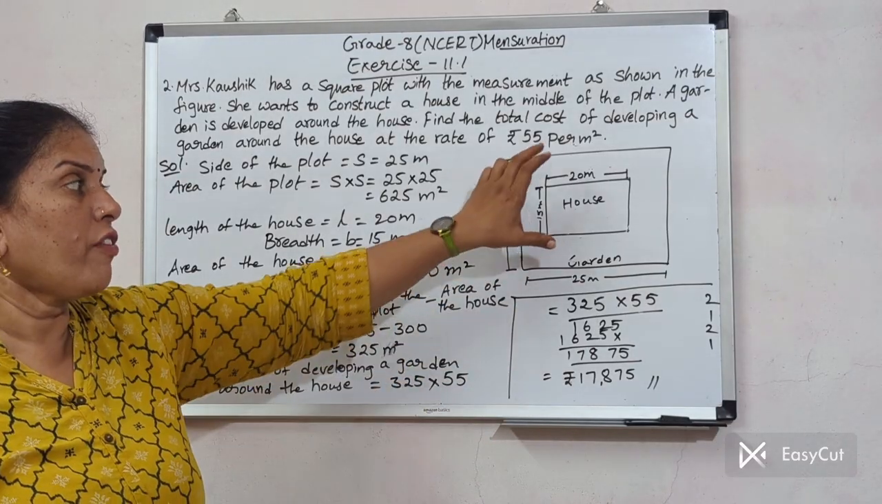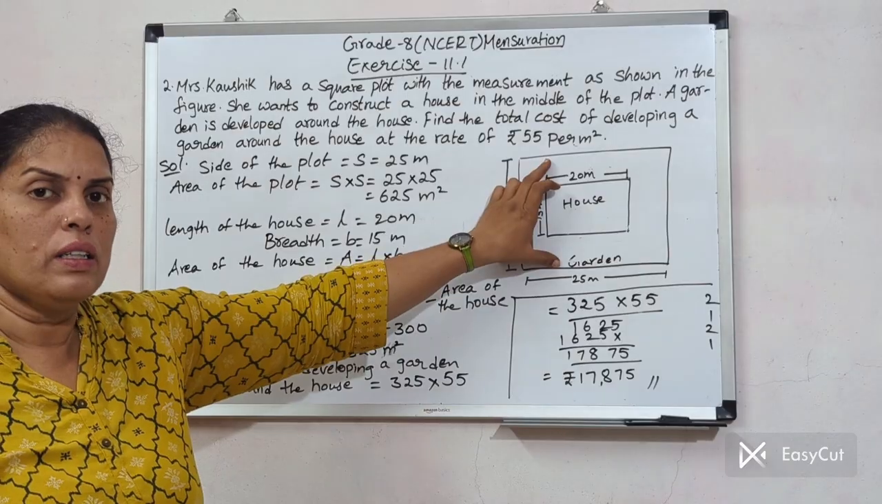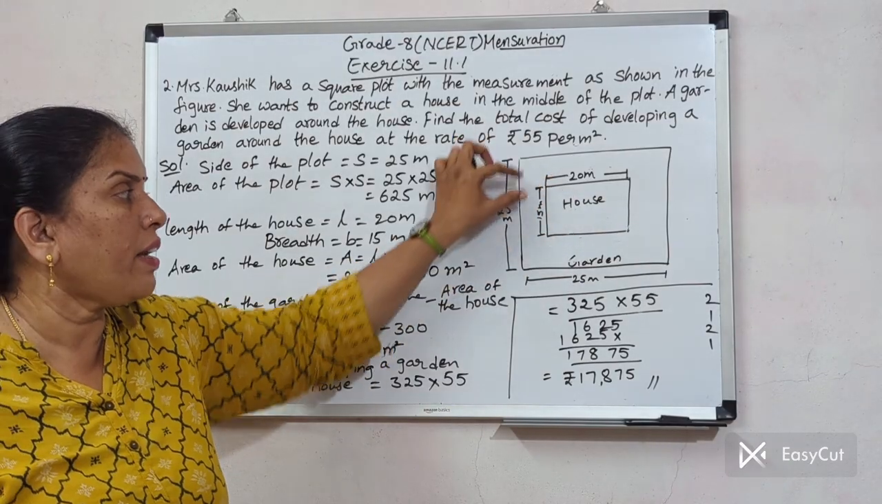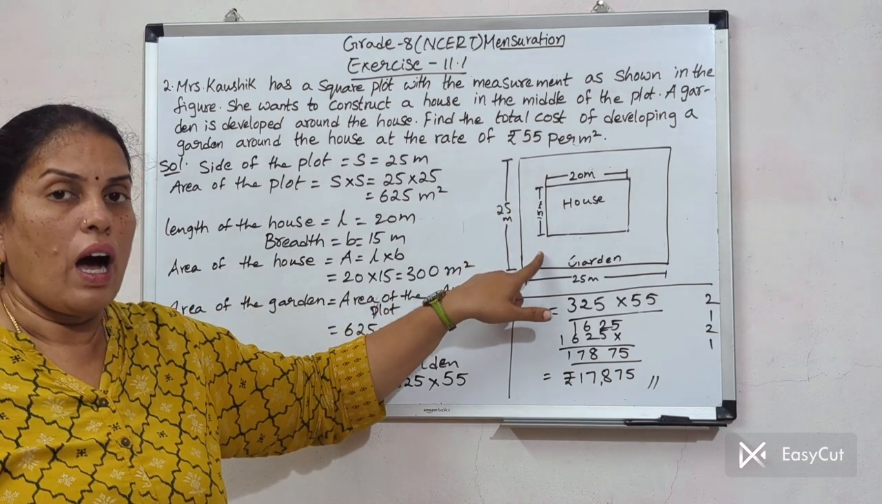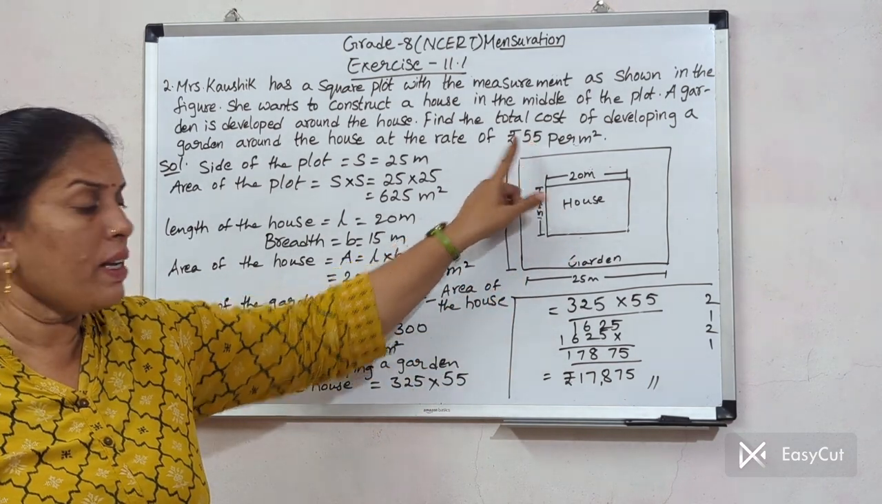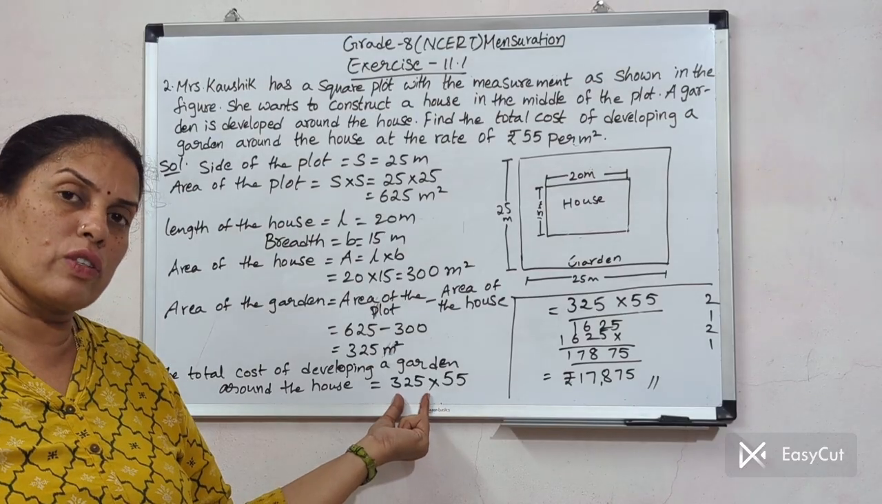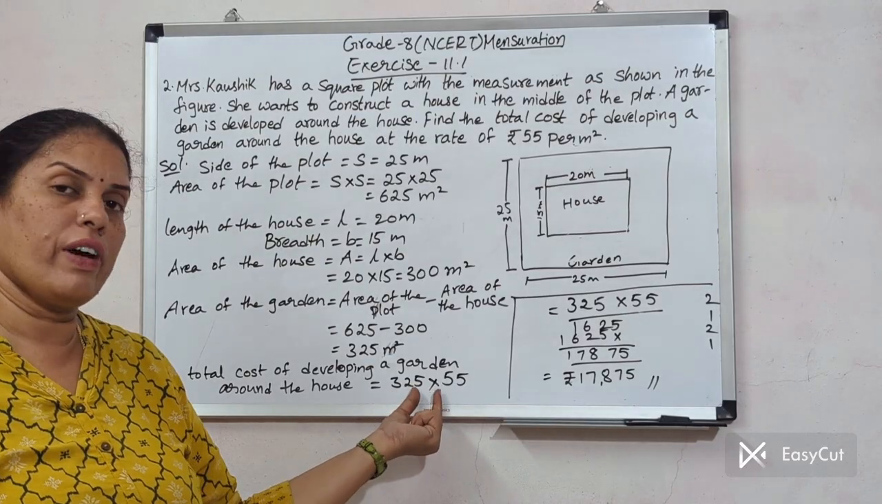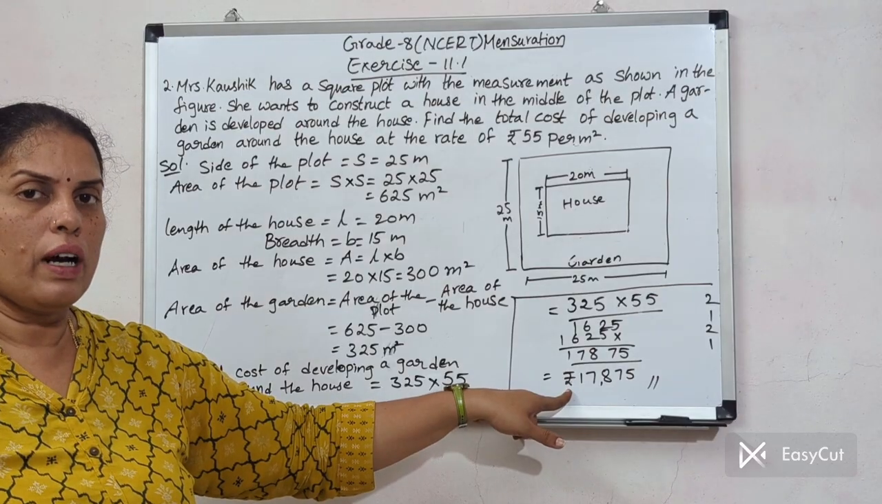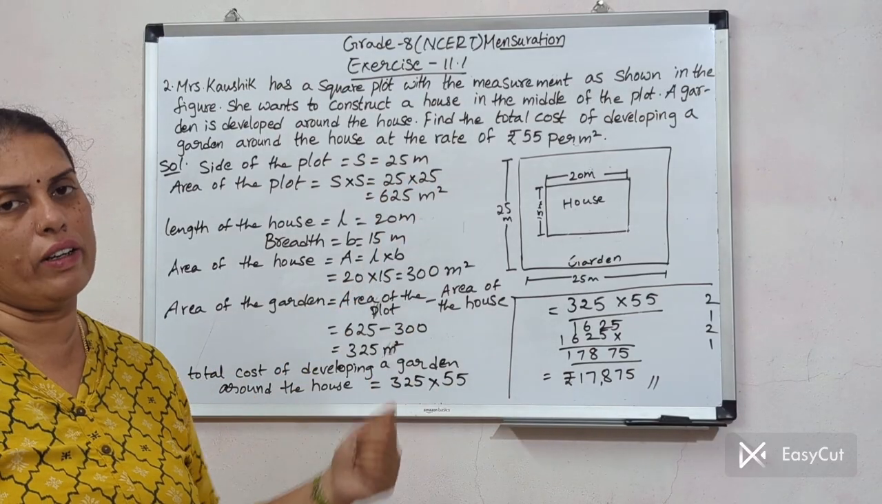Okay, first of all we must find out the area of the plot. Afterwards the area of the house. You subtract both, you will get the area of the garden. Afterwards, 1 square meter is equal to 55 rupees. Therefore 325 square meters means 325 into 55. You will get the total amount required. Understood? Like this you must solve the given question.